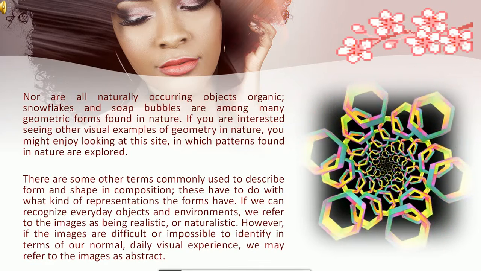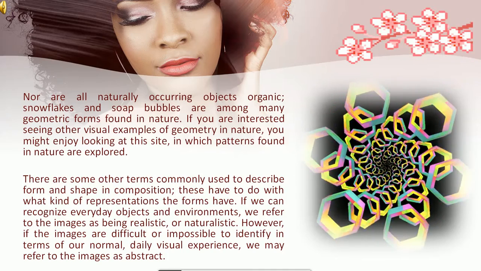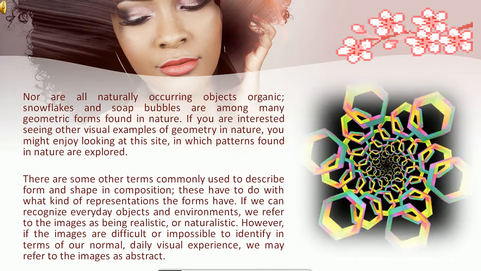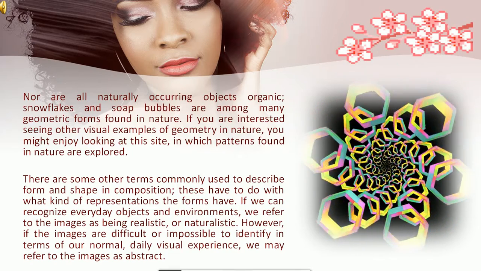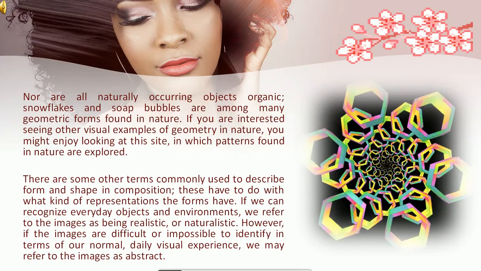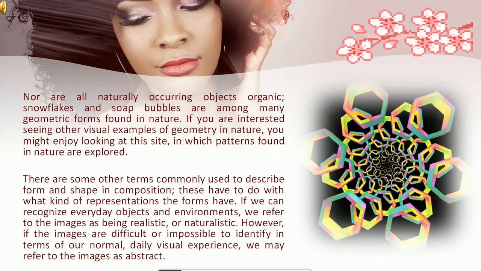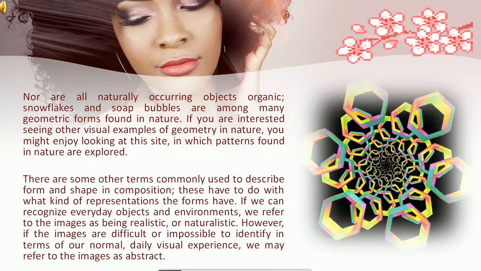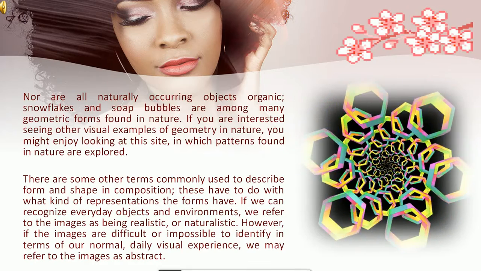If you are interested in seeing other visual examples of geometry in nature, you might enjoy looking at this site, in which patterns found in nature are explored. There are some other terms commonly used to describe form and shape in composition. These have to do with what kind of representations the forms have. If we can recognize everyday objects and environments, we refer to the images as being realistic or naturalistic.